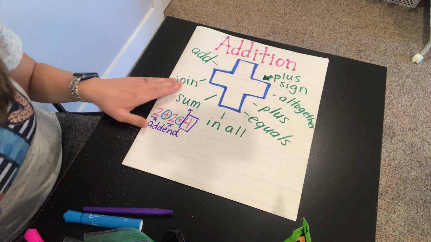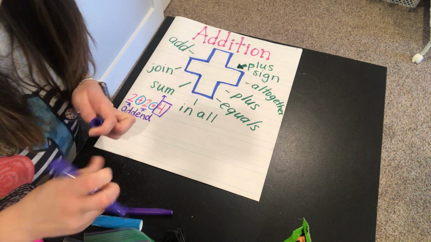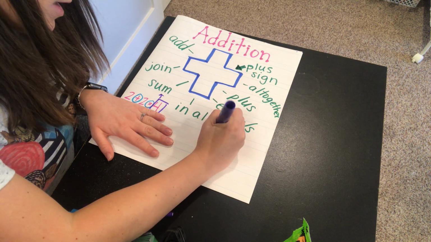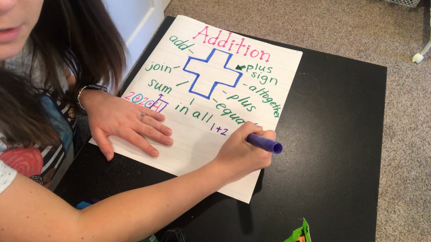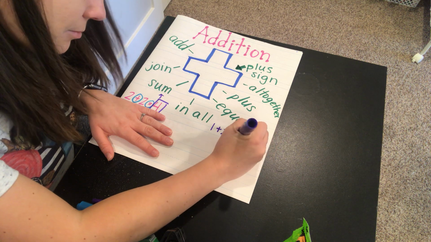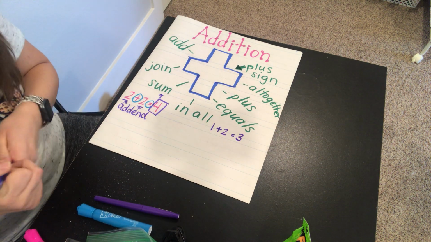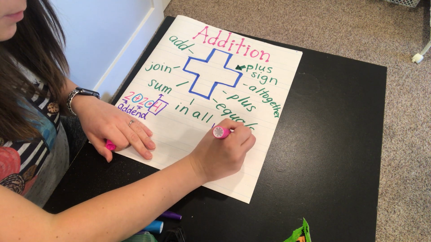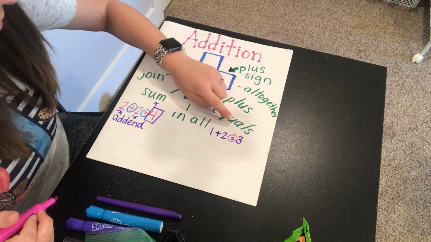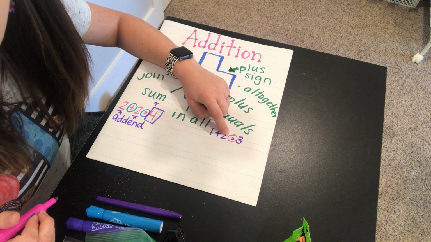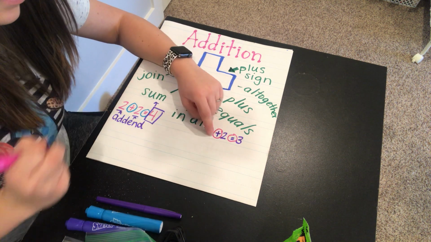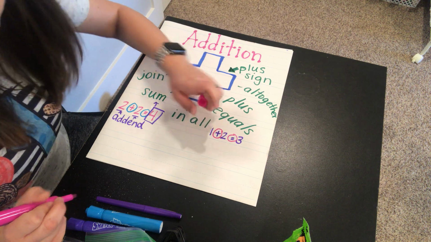Let me write one more out and let's see if we can identify all of the parts of the problem. Let's do 1 plus 2 equals, you know what it equals? 3. Okay, so this part of the problem, this is the equal sign. This is the plus sign.